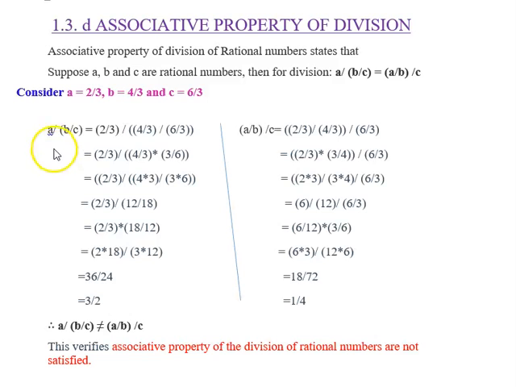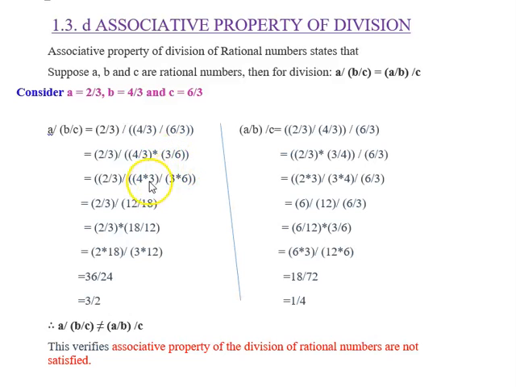So first we'll see the left hand side, that is a divided by (b divided by c). So a is 2 by 3 and b is 4 by 3 and c is 6 by 3. First we'll see b divided by c. So we know that division we can take it as inverse of multiplication. So I am taking b as 4 by 3 and c, I am changing the division to multiplication and I am reversing the numerator and denominator. So 6 by 3 will become 3 by 6.